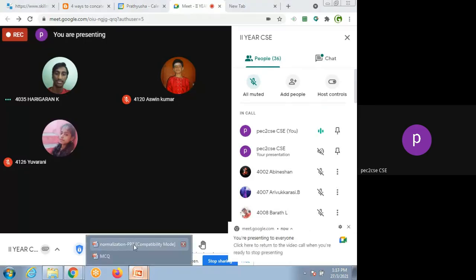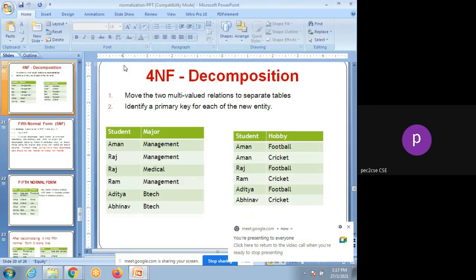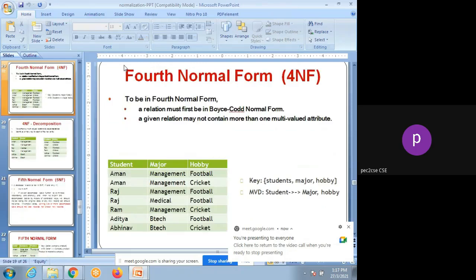Fourth normal form is over. Okay. So again, I am repeating. Today we started with a collection of what is the first normal form, second normal form, third normal form, and Boyce-Codd normal form that we already saw in the last class. In today's class, I am going to tell about fourth normal form and fifth normal form.